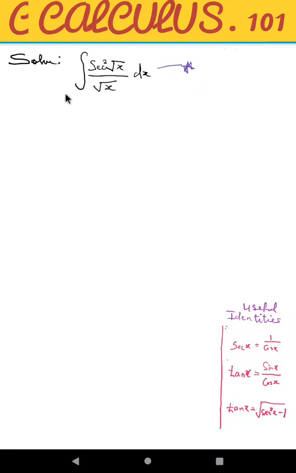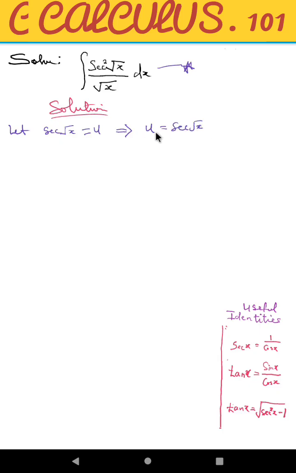We want to solve this problem. So, solution. We are asked to integrate this. Now, what we are going to do here is to say let sec of root x be equal to u, and of course I can write it as u is equal to sec root x.